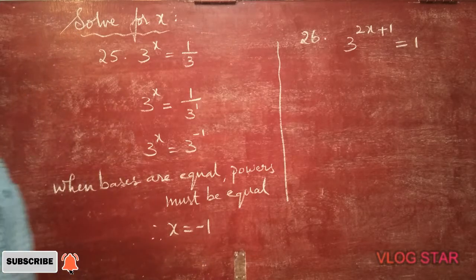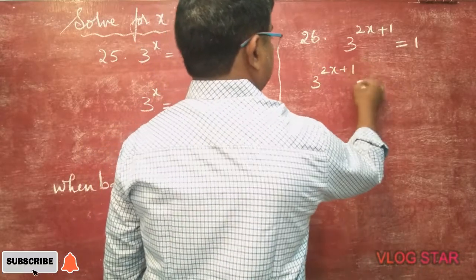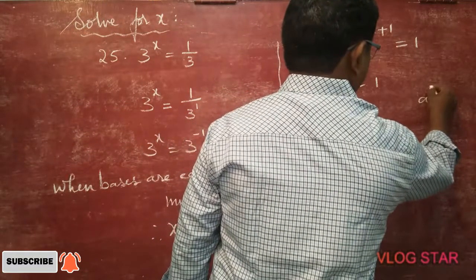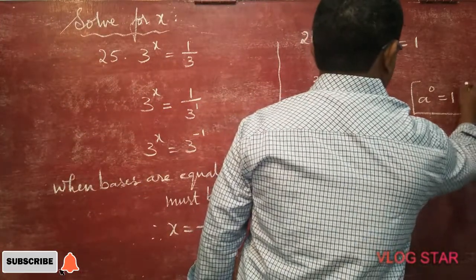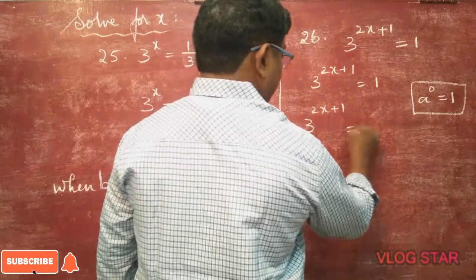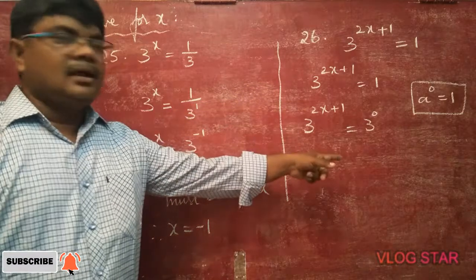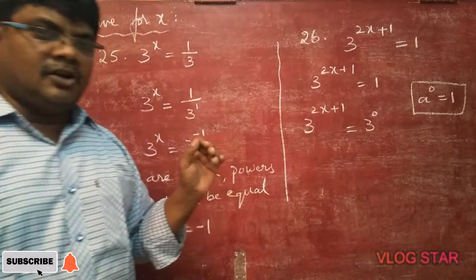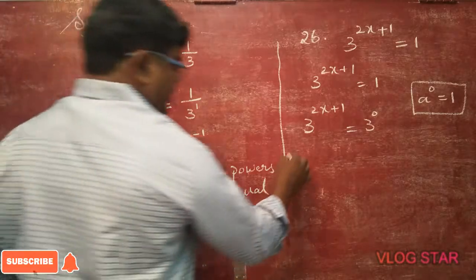Coming to 26th problem. 3 to the power of 2x plus 1 is equal to 1. When will it be 1? If a to the power of 0 is equal to 1, we know this law of indices. So, here the base is 3. 3 to the power of 2x plus 1 is equal to 3 to the power of 0. 3 to the power of 0 is how much? 1. So, in the place of 1, write 3 to the power of 0. If 4 is there, 4 to the power of 0. If 5 is there, 5 to the power of 0. Are you able to follow? Depending upon the base, if a is there, then a to the power of 0. Keep that in mind. Now, here also the same sum.